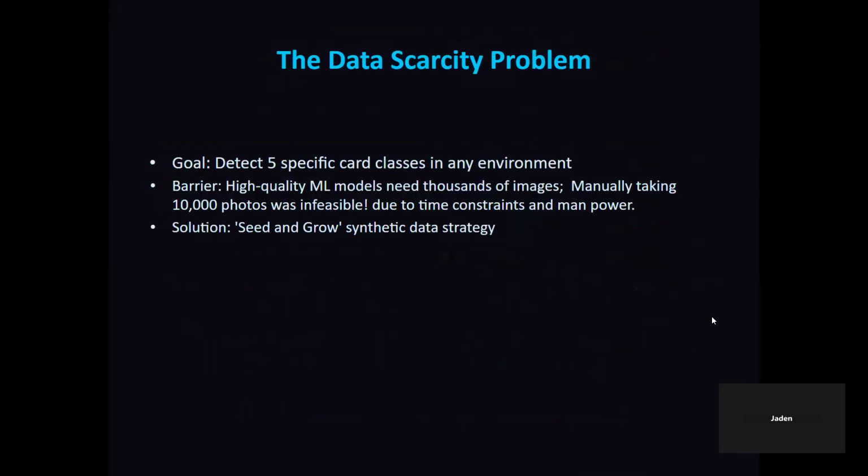When you're making a machine learning model, you need thousands and thousands of images for it to be able to do anything, and you need to train it on a lot of epochs in order to do so. So you need thousands of images, like I said. And if you don't have the time to do it, well, that's a big problem. So I decided to go with the seed and grow synthetic data strategy.